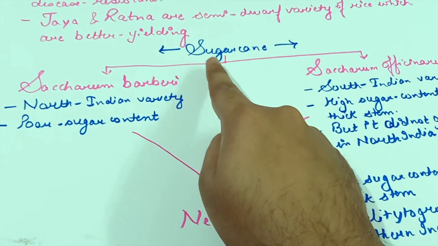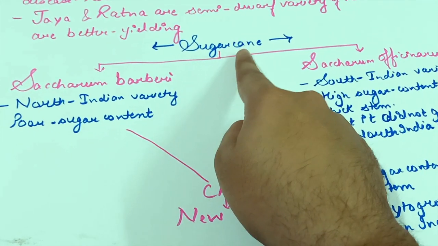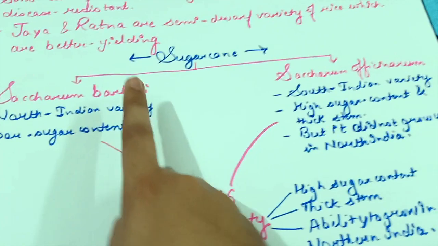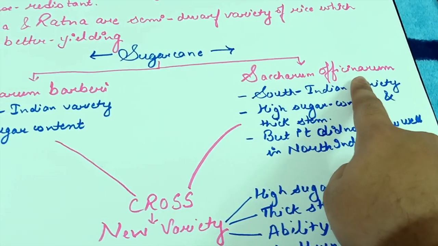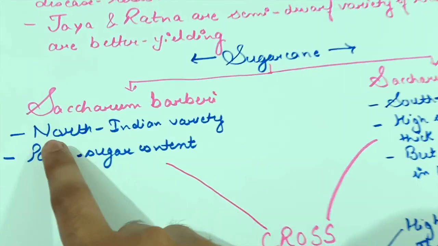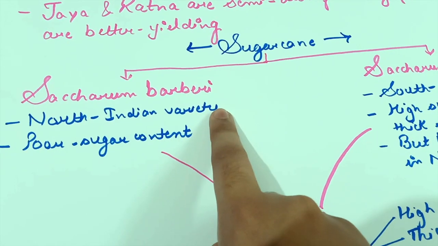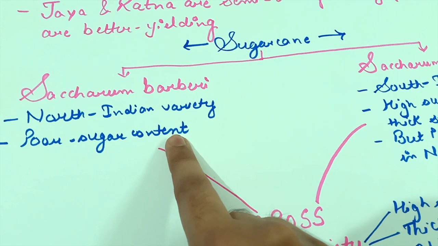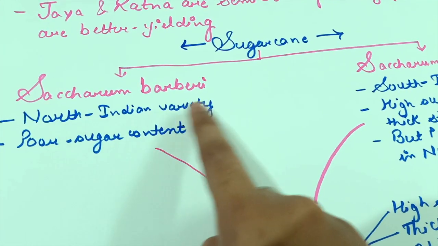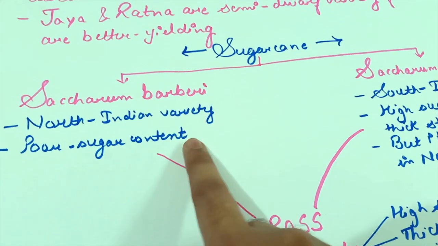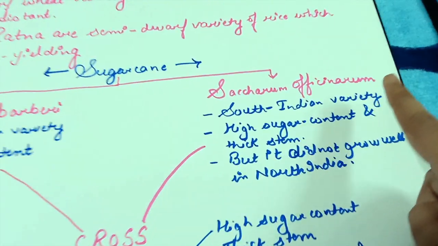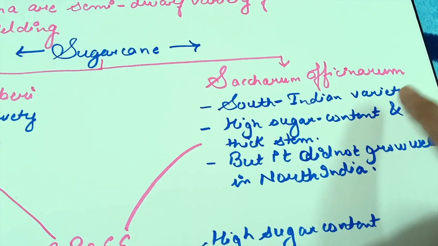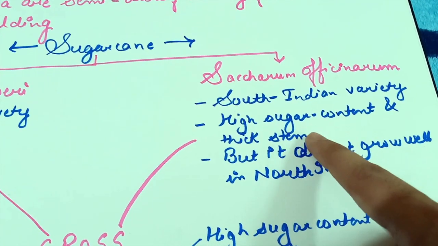Now let us talk about sugarcane. There were 2 varieties of sugarcane, Saccharum barberi and Saccharum officinarum. Saccharum barberi was a North Indian variety of sugarcane and it had poor sugar content. Whereas Saccharum officinarum was a South Indian variety which had high sugar content and thick stem.